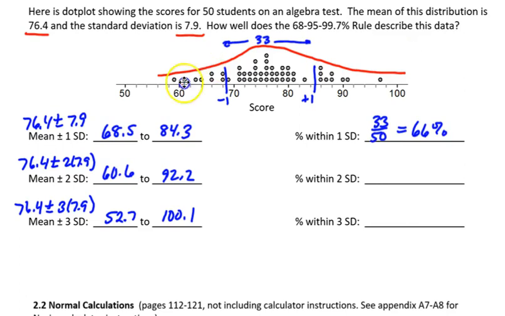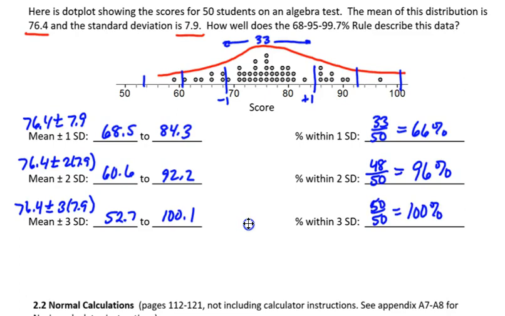Now let's look at 60.6. This looks like it's 61 here, so 60.6 is probably right here. So that dot would be inside the boundary. 92.2 is about right here. We notice there's only 2 dots outside that boundary. So there's 48 out of the 50 that are inside. That would be 96%. Now if we mark 52.7 and 100.1, we see that all of the dots, or 50 out of 50, 100%, are inside here.